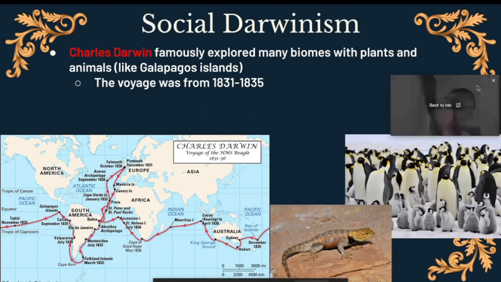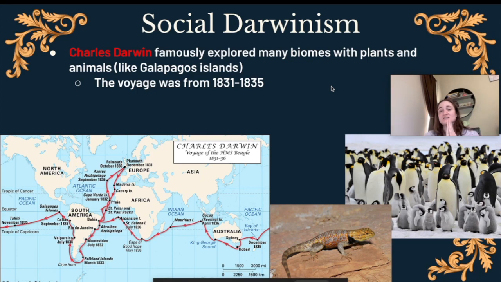So, Charles Darwin is very famous because he explored many different biomes, environments with plants and animals around the world, okay? One of his most famous stops would have been the Galapagos Islands, which is right here on the map to the left of South America. And his voyage was 4 years. It's from 1831 to 1835.